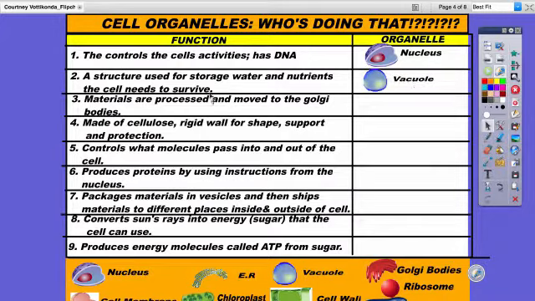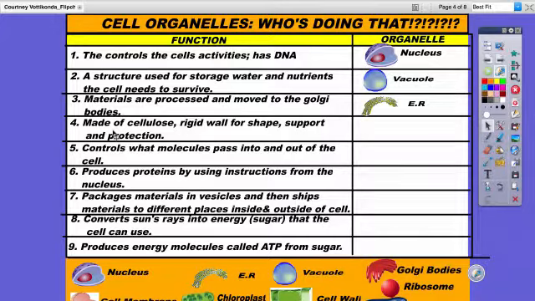Let's go ahead and look at number 3. Materials are processed and moved to the Golgi bodies. That is the ER's job. And remember that ER stands for endoplasmic reticulum. Let's move on to number 4.